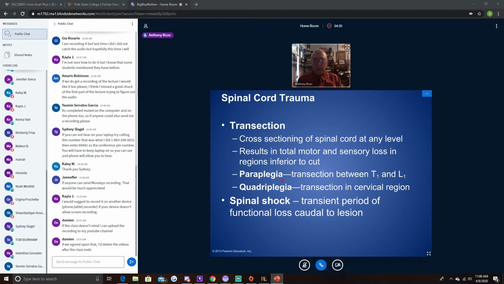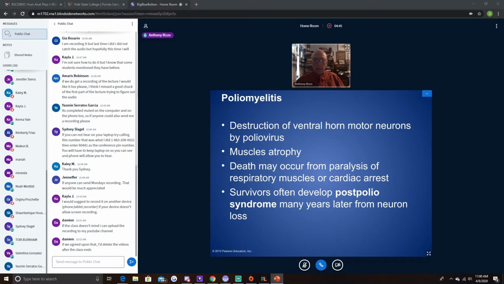If we traumatize the cord, it can swell up. We don't have to transect it to cause a problem. If we traumatize the cord and the cord swells up, then the cord is in what's called spinal shock, and the person is just as paralyzed, but we hope that the paralysis can resolve when the swelling of spinal shock goes away.